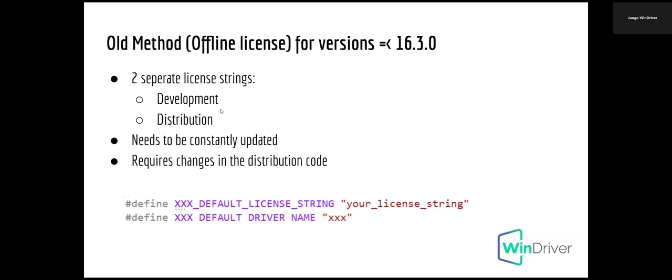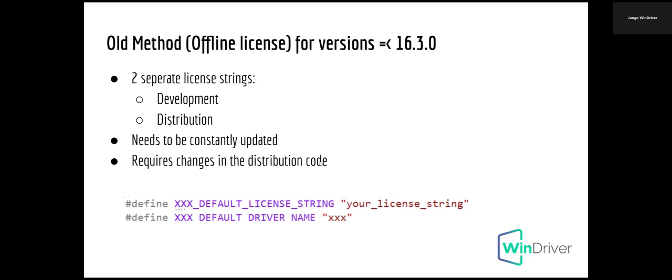And every time you wanted to upgrade a WinDriver version, add the device, extend the expiry date, each time you had to submit a request and get a new string, right? So it needed to be constantly updated. Again, if you wanted to go from WinDriver 16.0 to 16.1, new licenses were needed, and it required changes in the distribution code, because these are two.